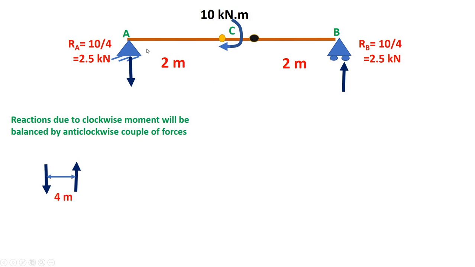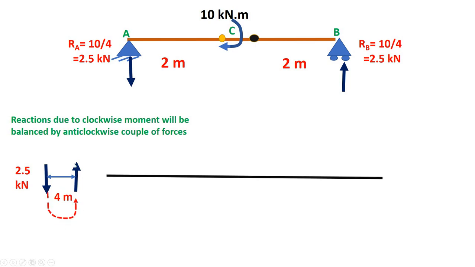So here the distance between these two forces is 4 meters, 2 plus 2 is 4, and here the reaction is 2.5, here also the reaction is 2.5. And the moment is anti-clockwise, right? Now let us draw the shear force diagram, positive and negative. Here the value of shear is 2.5 negative, and here the value of shear is 2.5 positive.